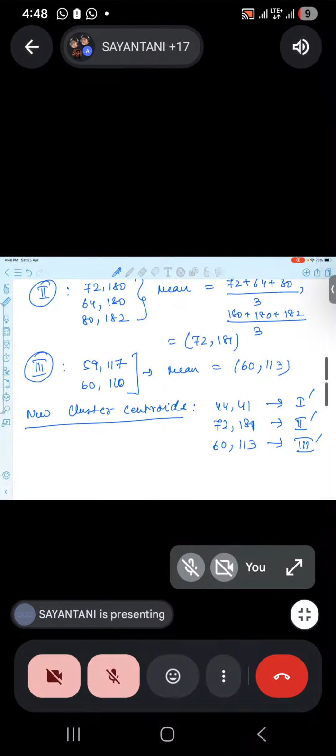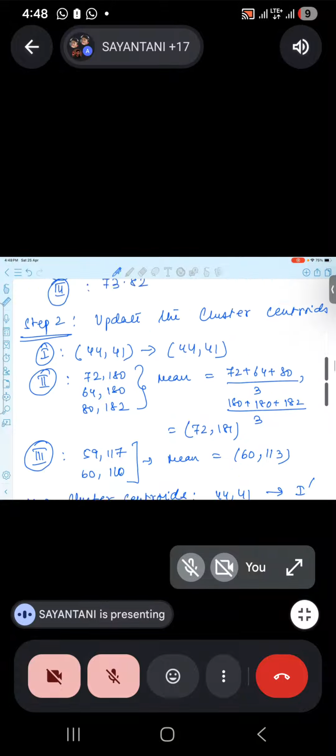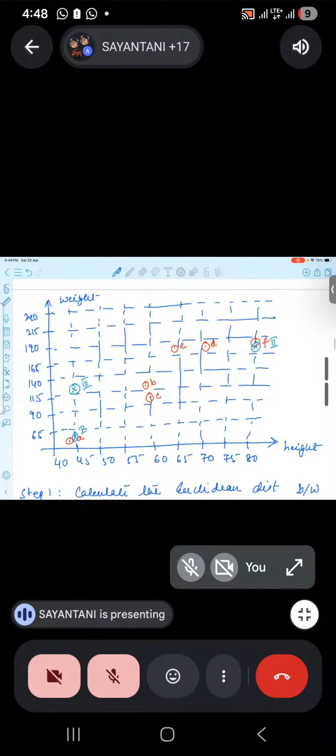Okay. Now you move back to your first diagram. Try to update 1, 2, and 3, right? So 1 and 1 dash is the same. There is no difference. So 1 becomes 1 dash. For 2 dash, it is 72 and 181. Somewhere here, this becomes 2 dash. So initially, 2 was here. It gets updated closer to D, right?